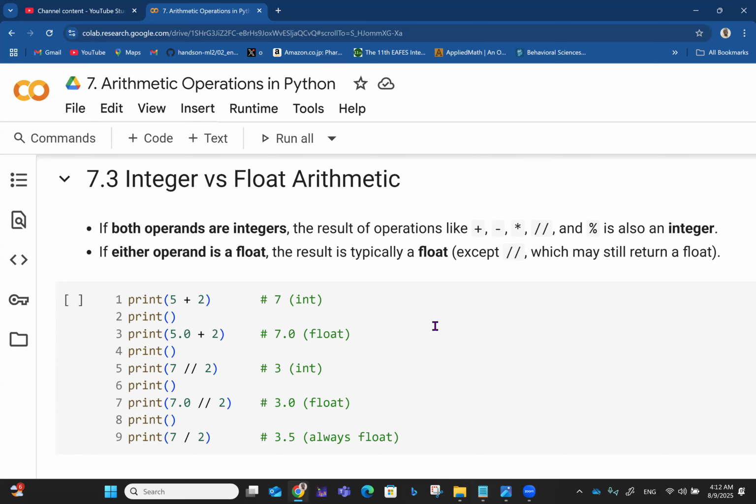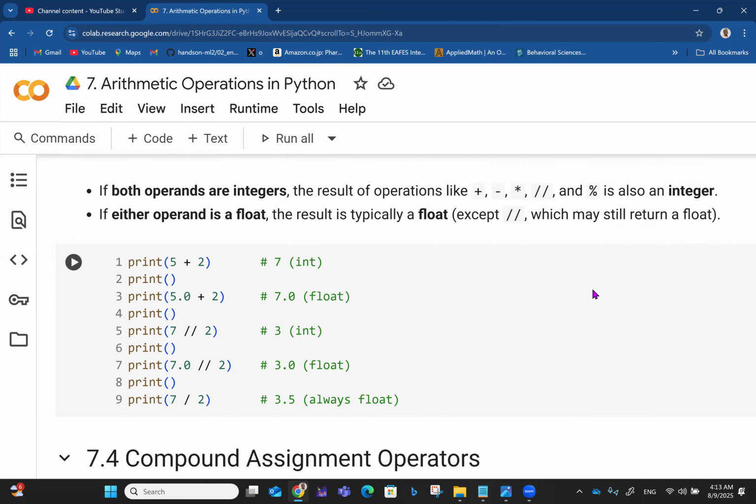On the other hand, if either operand is a float, so if you have two numbers, one is a float, I did an example in a previous video where I had 2 and 3.5. So 2 is an integer, 3.5 is a float. If you add them together, they automatically become a float. So float supersedes, right? Float removes the integerness, if that English is usable. So if either operand is a float, the result is typically a float, except for floor division, which may still return a float, right? So let's see how that goes.